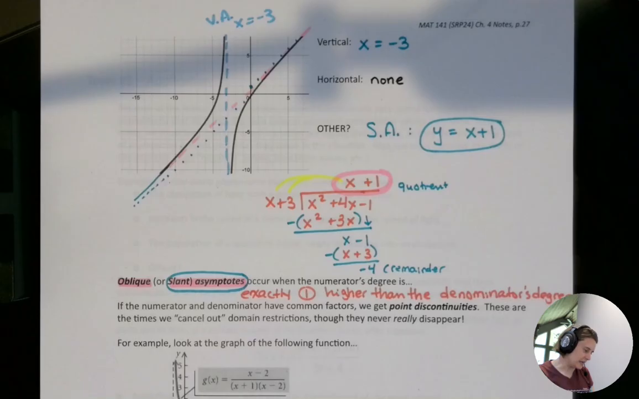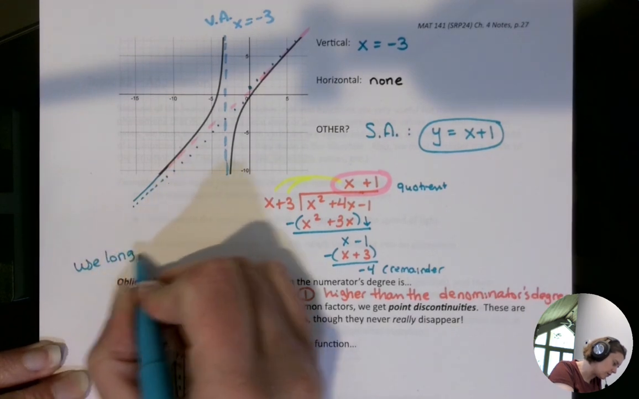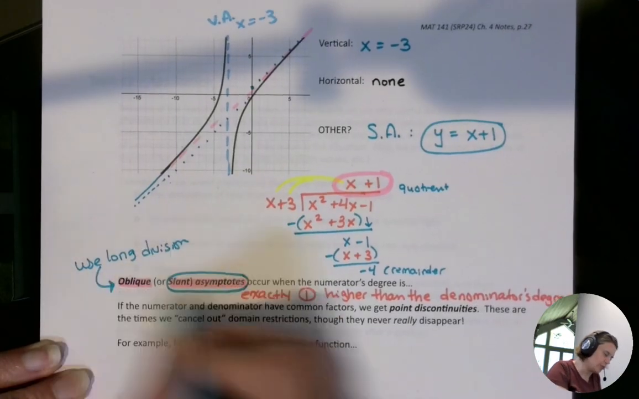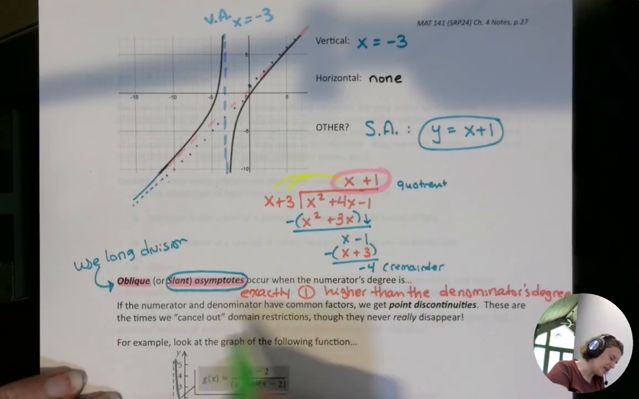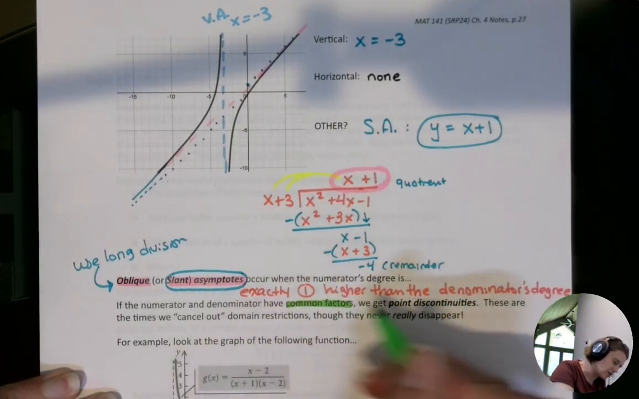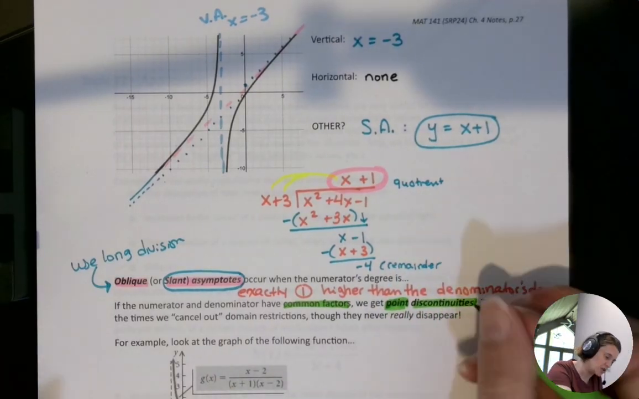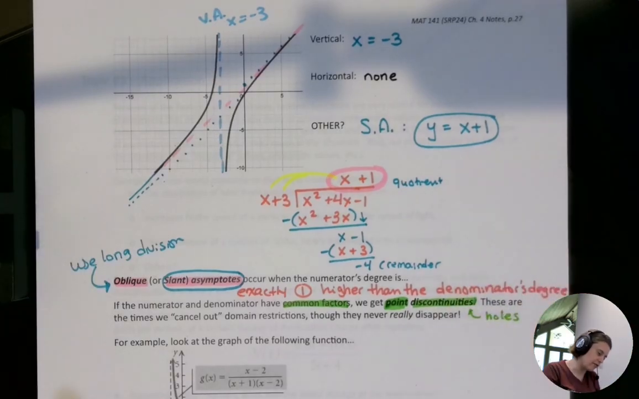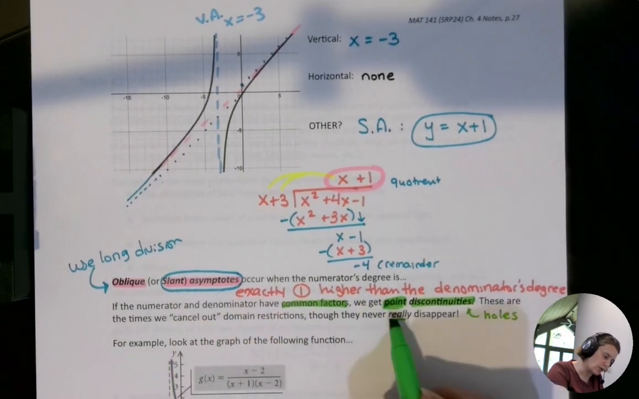All right. Continuing on, I'm going to actually make a note here. So we're going to use long division as the method for finding oblique or slant asymptotes. Now, continuing on, if the numerator and the denominator have common factors, we get point discontinuities or holes. Point discontinuities is a more formal way of saying we get those holes in the graph. And these are times when we cancel out domain restrictions, though they never really disappear.